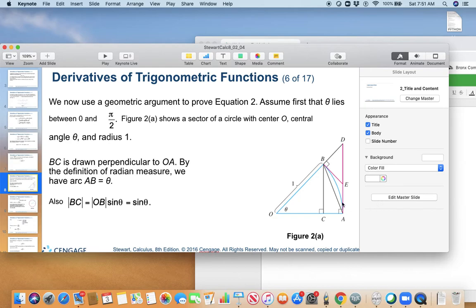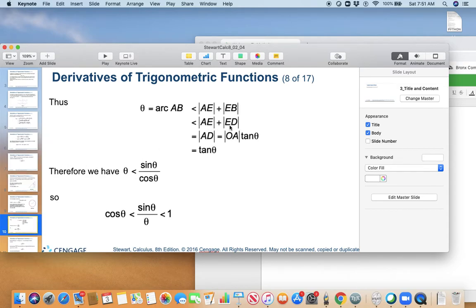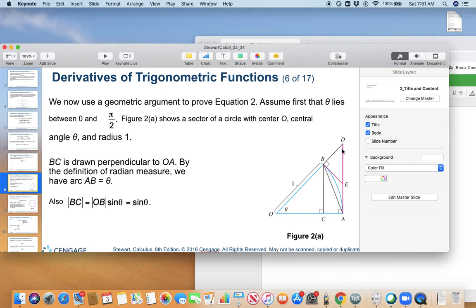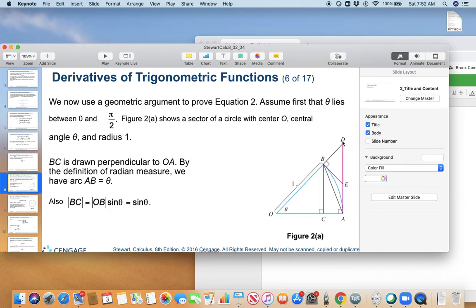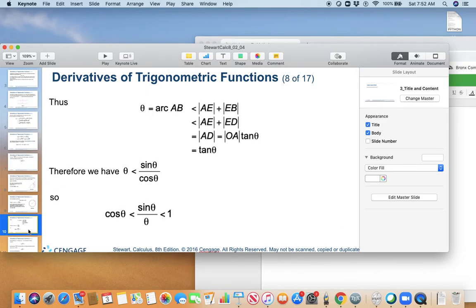Go back to the triangle. So that is AE plus EB. Look at that, that's another right triangle. So EB is smaller than ED because ED is the hypotenuse over here. But what is ED? ED is OA times tan theta. These two together is AD, which is correct, and tan theta is AD over here, so AD is tan theta. So you have theta less than tan theta.